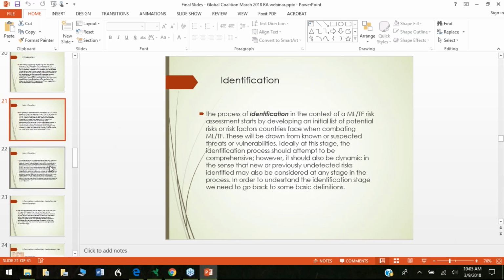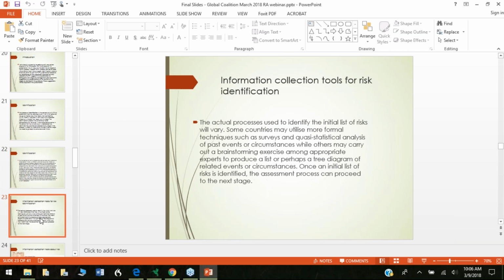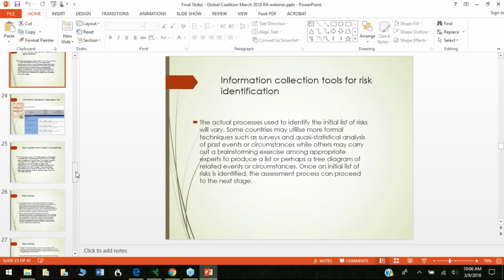In the context of the risk assessment, the risk can be seen as a function of threat, vulnerability, and consequence. But at the identification stage, we will focus on threats and vulnerabilities. To summarize this slide, in order to identify your risk, you need to list all the threats that you can think of, all the vulnerabilities that you can think of, and link them up together to come up with your list of risks.